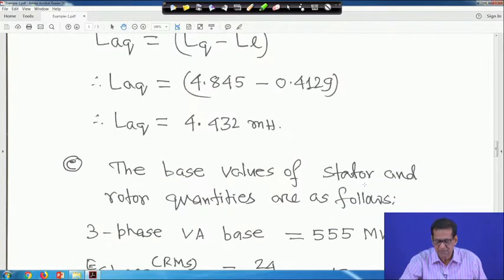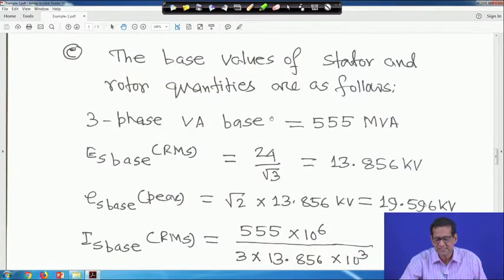Now, the base values of stator and rotor quantities are as follows. It is 3 phase, so the 3 phase volt ampere base we can take as 555 MVA. Now, ES base, that is the RMS value, that is your machine base voltage, you have to take. The RMS value of 24 kV is given, so 24 by root 3. So it will be 13.856 kV.